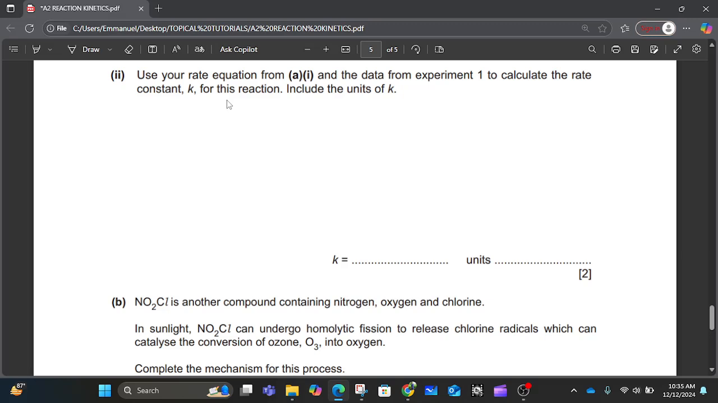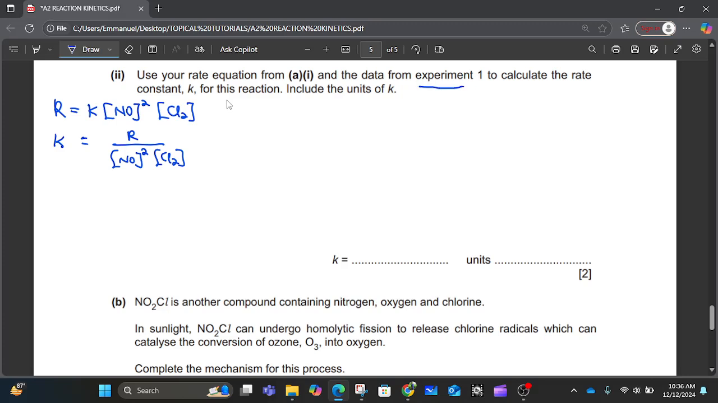II. Use your rate equation from (i) and the data from experiment 1 to calculate the rate constant K for this reaction. Include the units of K. So the rate equation was R is equal to K times the concentration of NO exponent 2 times the concentration of Cl2. To find K, we make K the subject. So that is K is equal to R over the concentration of NO exponent 2 times the concentration of Cl2.